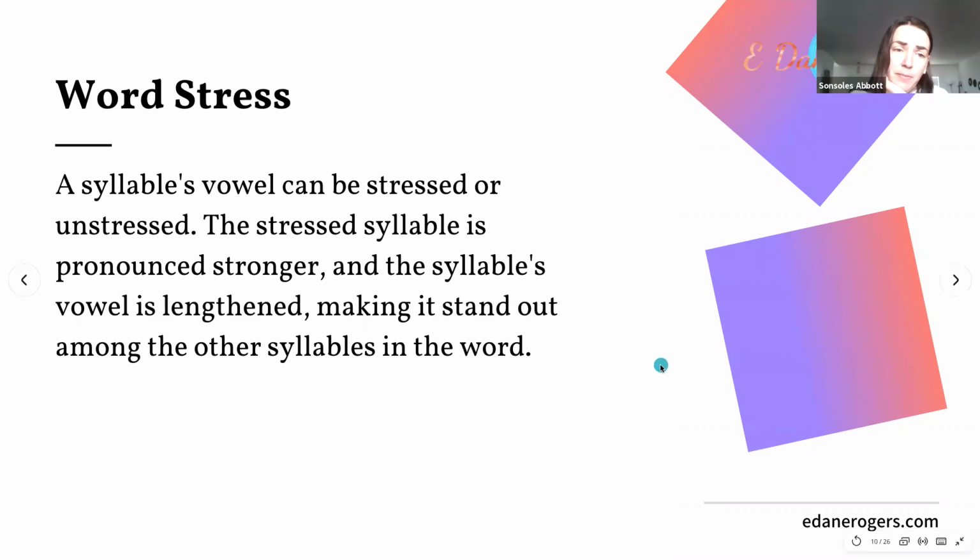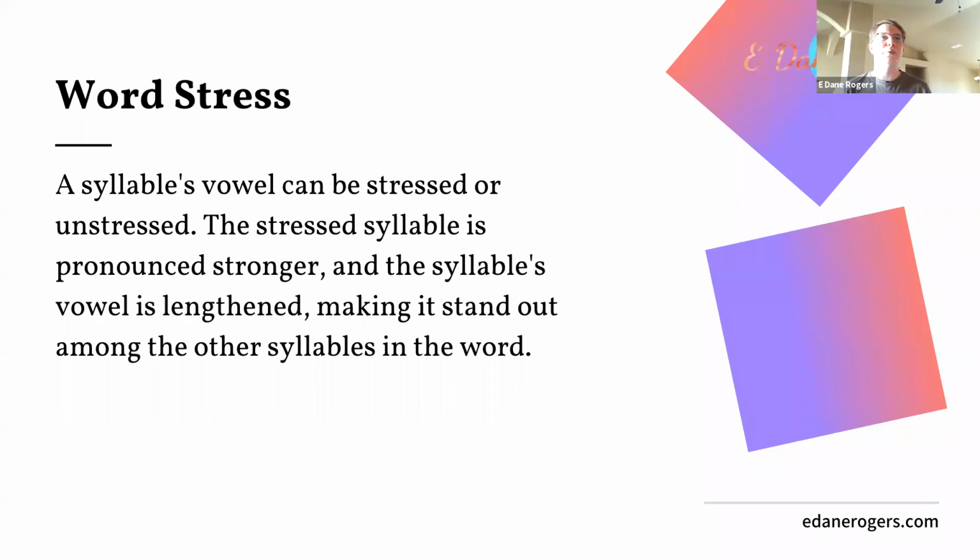A syllable vowel can be stressed or unstressed. The stressed syllable is pronounced stronger, and the syllable vowel is lengthened, making it stand out among other syllables in the word. Good. So each word has 1, 2, 3, or 4 syllables, but one of those syllables is going to be stressed. It's going to be a little more prominent than the others.